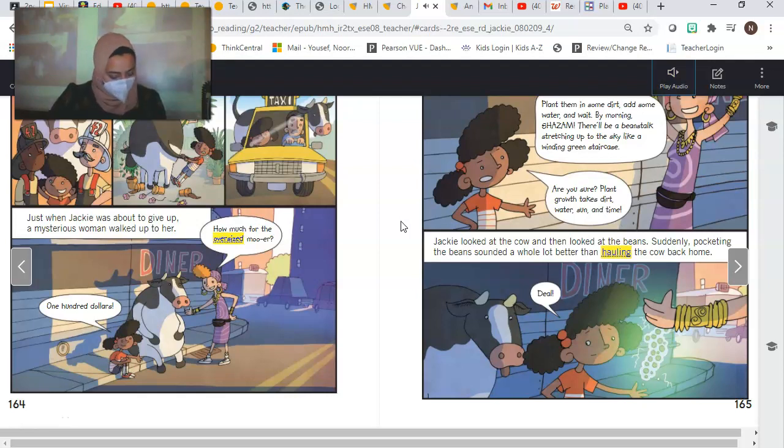Deal. So remember, what does hauling mean again? Like to drag, right? She didn't want to drag him back home, right? So she said, maybe I'll just take the beans. What is Jackie's problem in the story? She wants to sell the cow, but does anybody want the cow? No one wants the cow. Very good. Let's make a prediction. Do you think the mysterious woman will... is right? Okay, let's see. Let's read and see. Let's keep going and see.